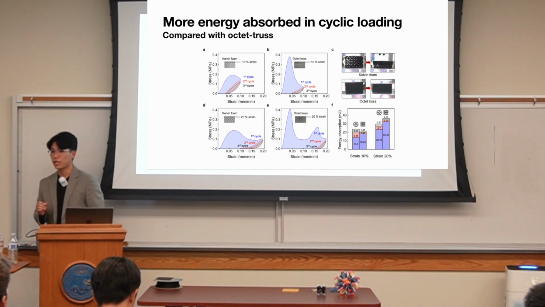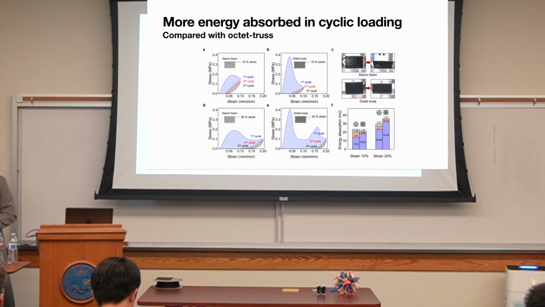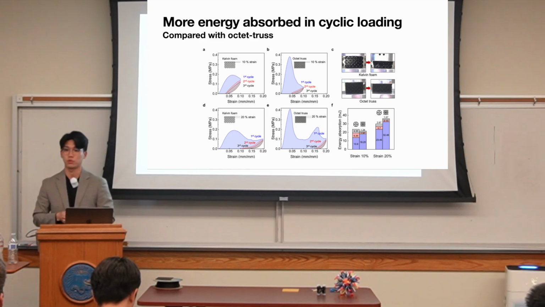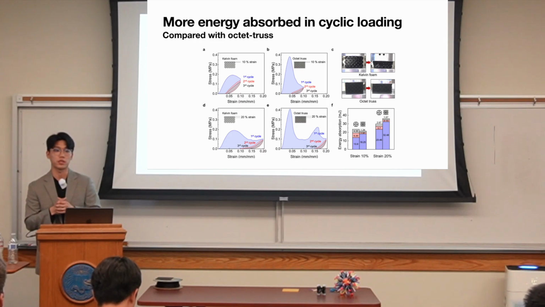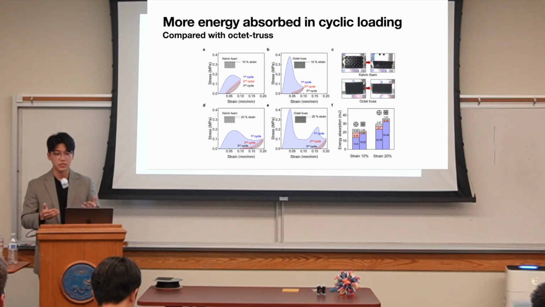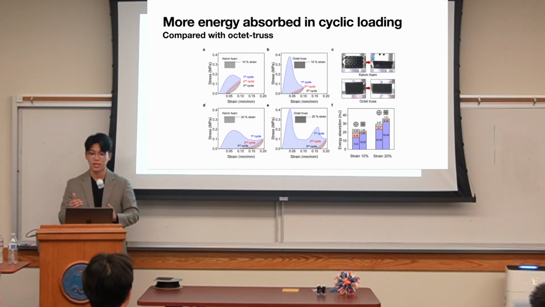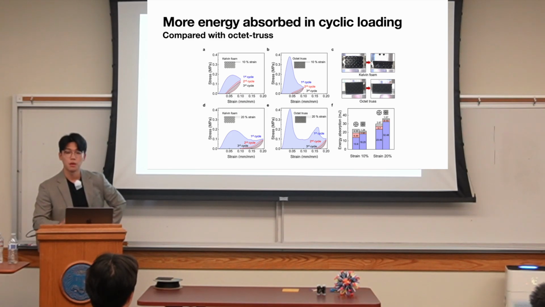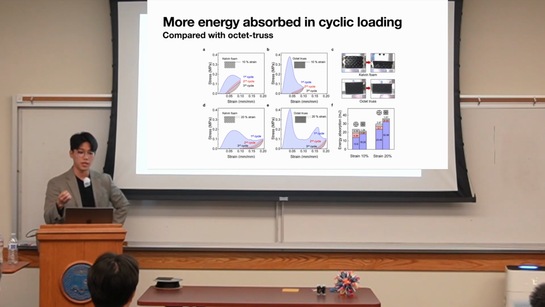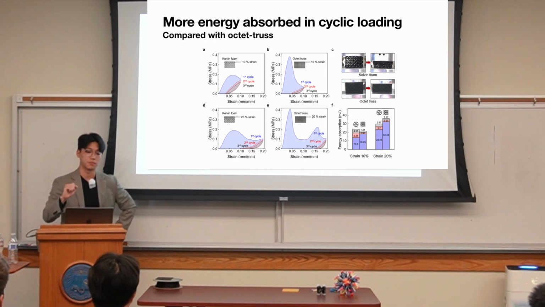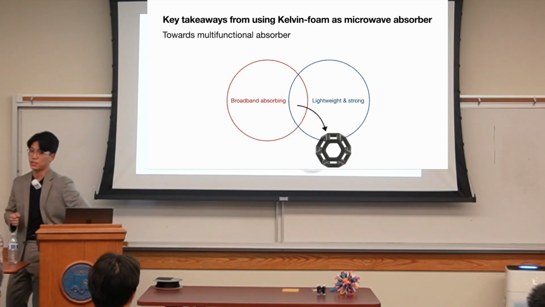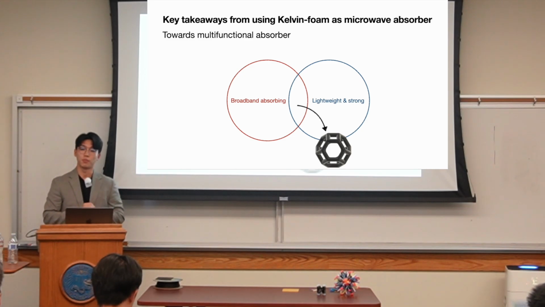And in addition to that, as I mentioned, this is a multifunctional structure. Since it originated from mechanical metamaterial, what we could achieve is more energy absorbed with cyclic loading. We compared this with other examples, such as a control group with an octet truss. This Kelvin foam doesn't perform as well as the octet truss in the first loading cycle, but because it is a bending dominated structure, it's able to deform more and then absorb more energy in the cyclic loading. So the key takeaway from the first research topic I covered is that, yes, we did achieve the multifunctionality.